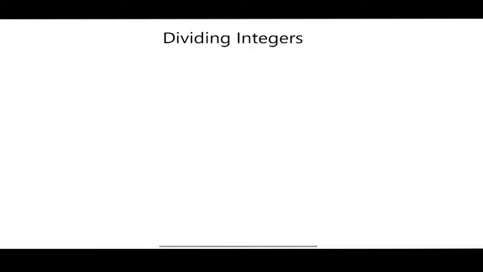Hey guys, today we're going to be talking about dividing integers. So let's get started. Remember, integers are whole numbers that are positive or negative and include 0.